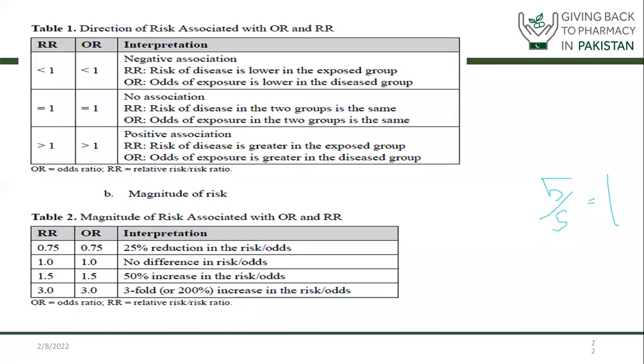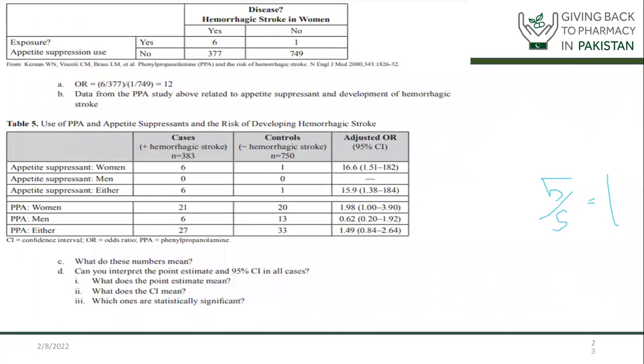And if it is 3, we remove the 1. What will be remaining? It will be remaining 2. So it's 200% higher chances than that, or we can say 3-fold higher than that. I hope till here you can understand everything.